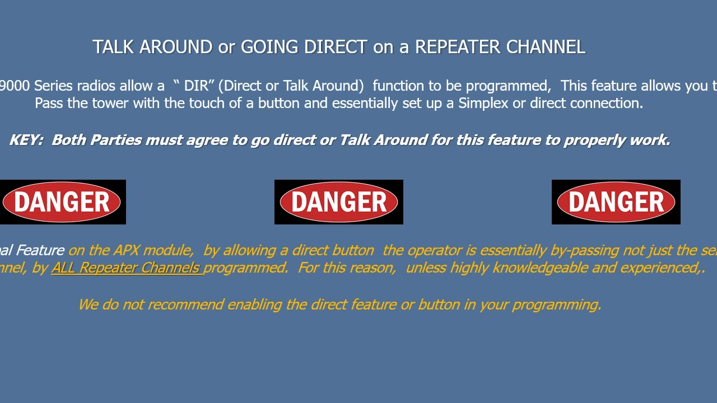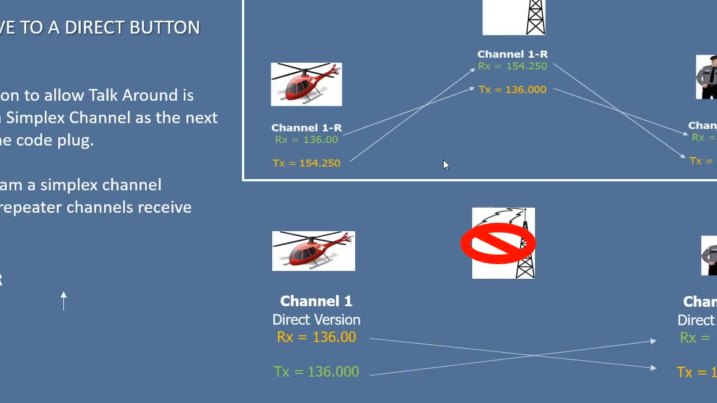There's another solution that is far more elegant and a lot easier to use and a little less dangerous, I guess, for the operator. So how would we do this if we don't have the direct button, but we want to be able to go direct or talk around? The alternative to the direct button is to set up our own simplex channel that does the same thing as direct.